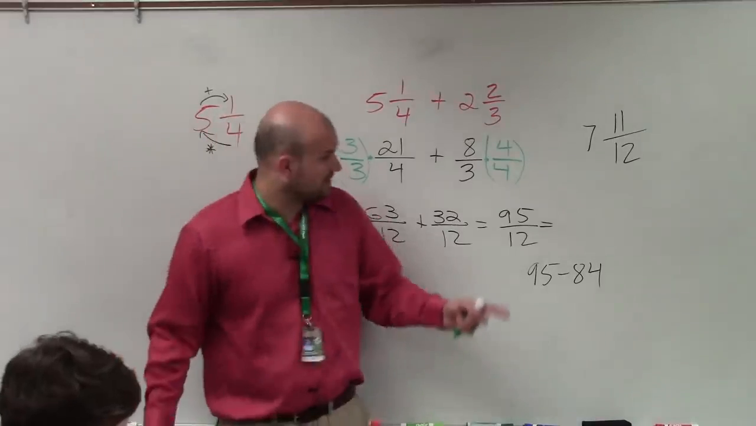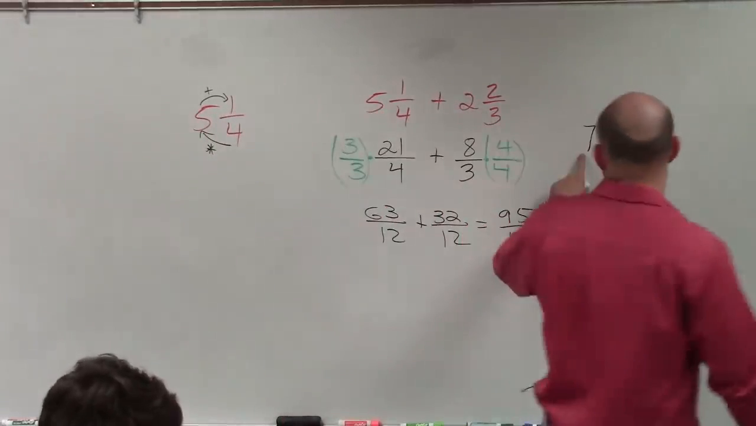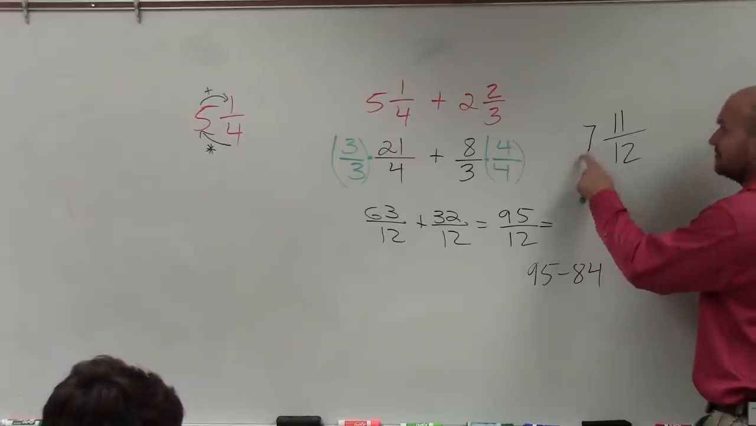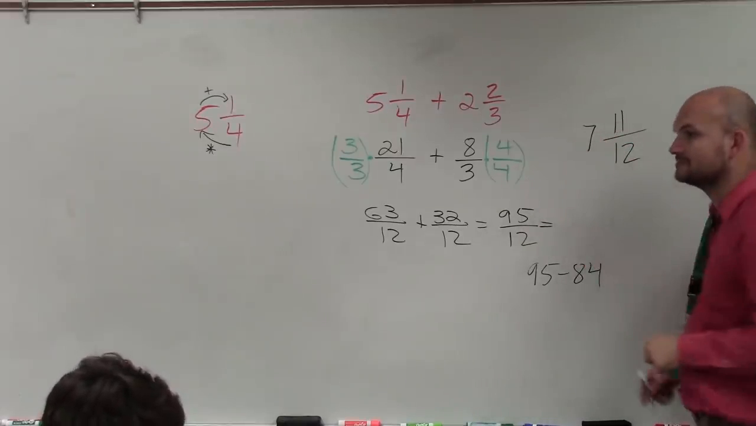And you can always check your work again. 7 times 12 is what? 84, plus 11 is 95.